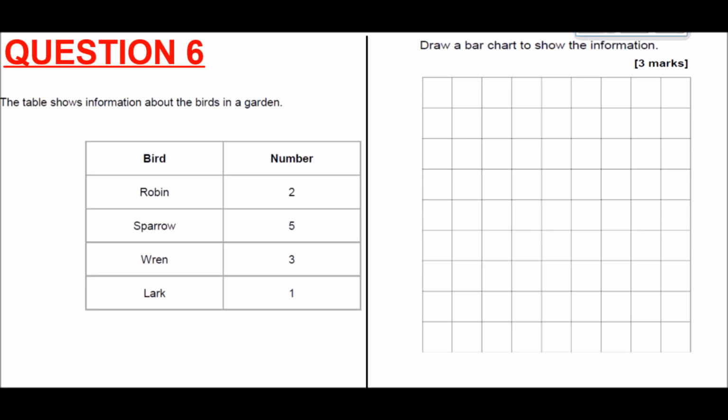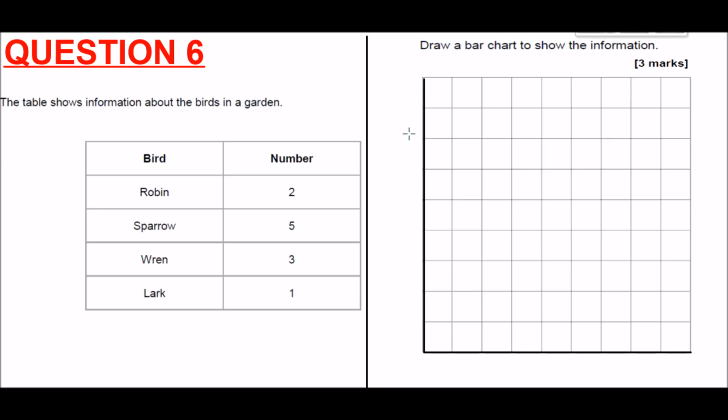Question 6, we've got a table showing information about birds in a garden, and we're asked to draw a bar chart to show this information. So what I'd suggest we do first of all is to put some axes on the graph. So that means an x-axis going along and a y-axis that goes up.